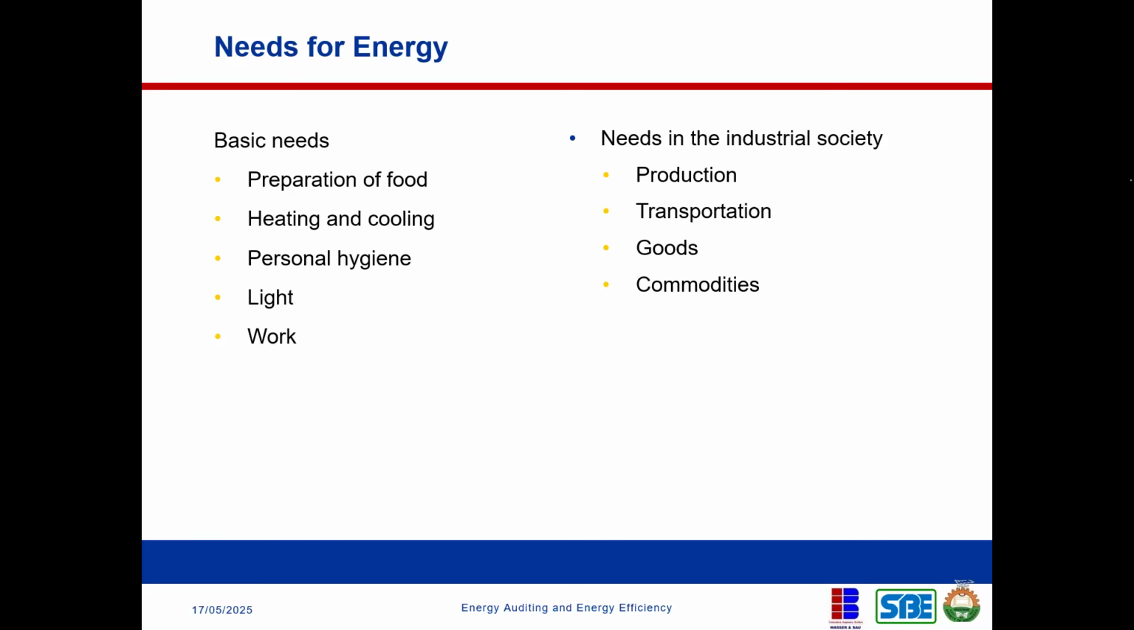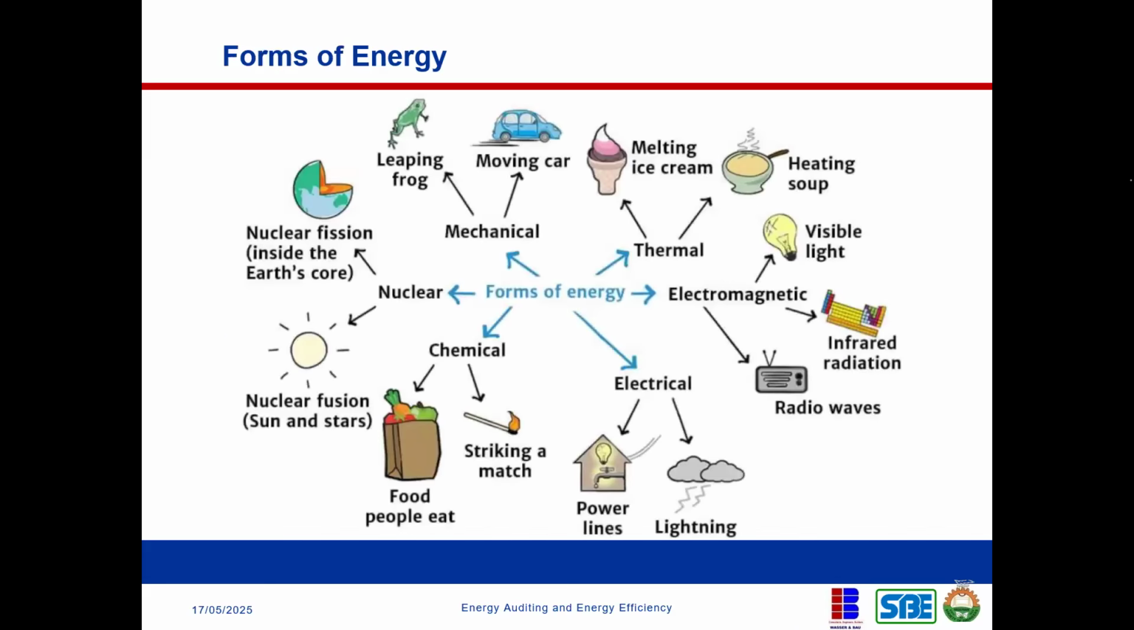Then you go to the industrial sector. Every product you see out there in the market has energy inputs through the production line, transportation, whatever it is. They all need energy to come out as a value that you can purchase off the shelf. So there are different forms of energy.